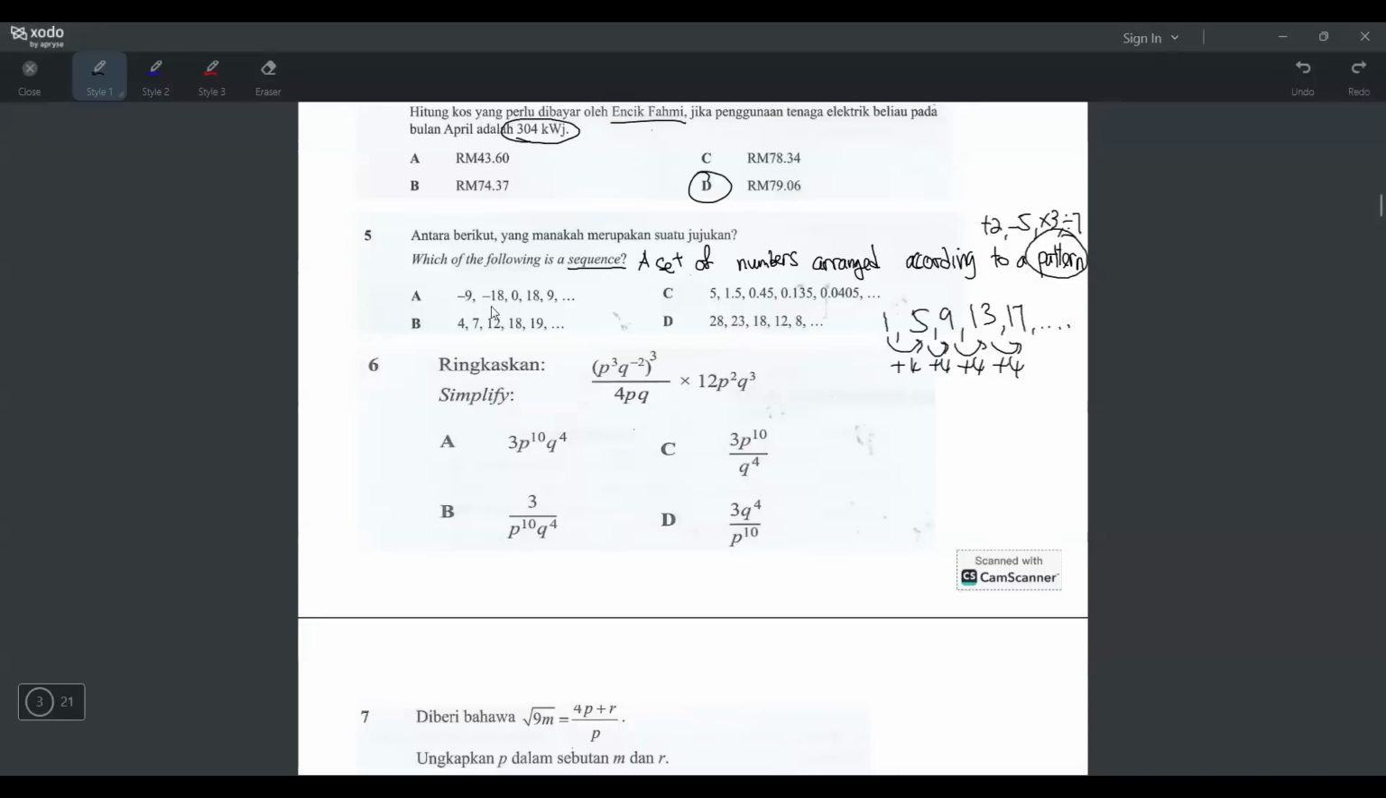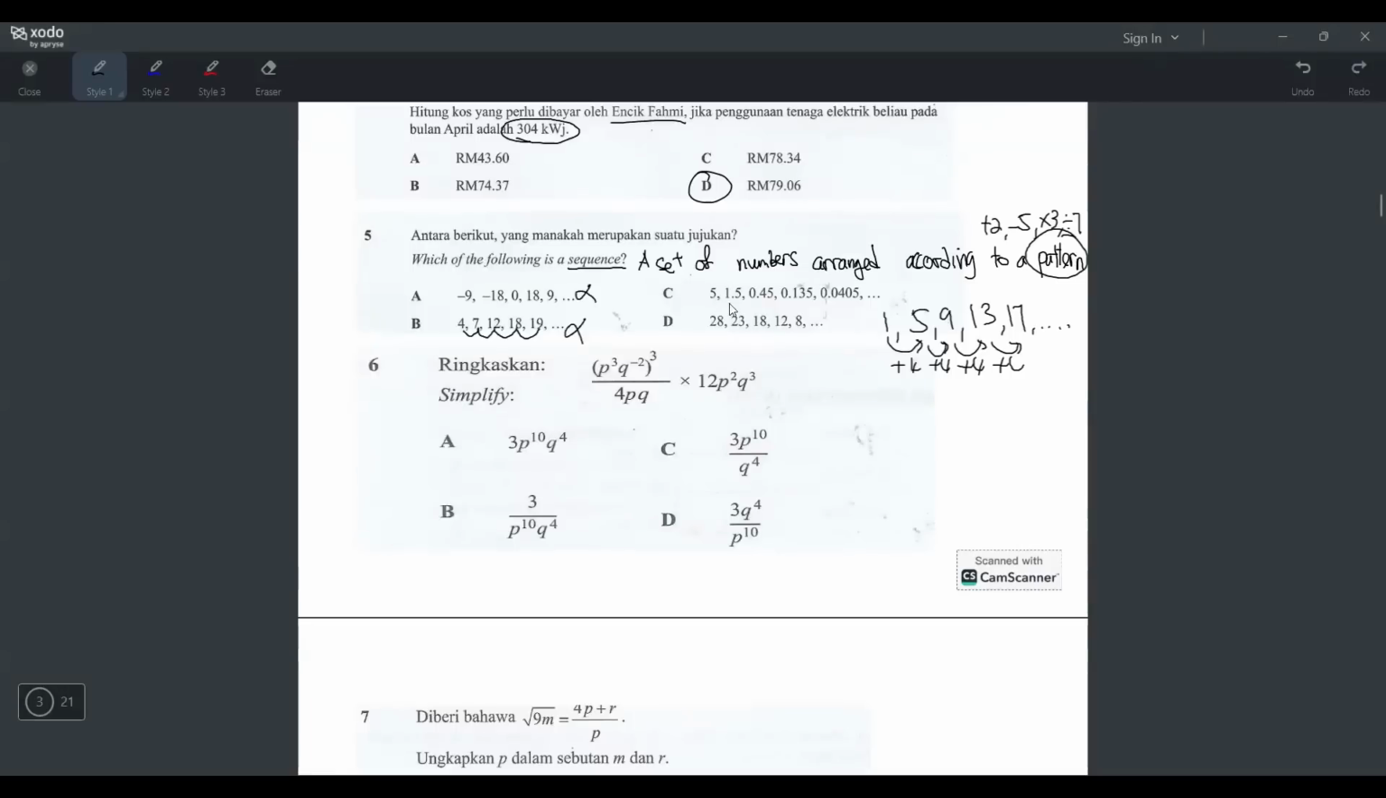So -9 jadi -18. So the number is getting smaller and then suddenly getting bigger and then getting bigger and then getting smaller. Okay, I don't think this is sequence. Okay, what about B? 4 how to become 7, +3, but this one +5, this one +6, this one +1. So the pattern is not consistent, so this is not sequence also. All right, and I don't think if you times also you won't get this, right?